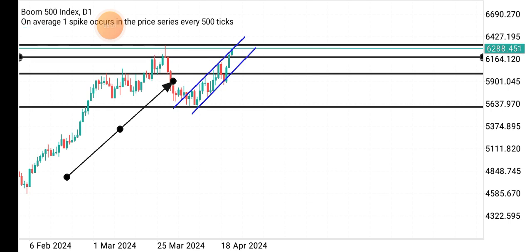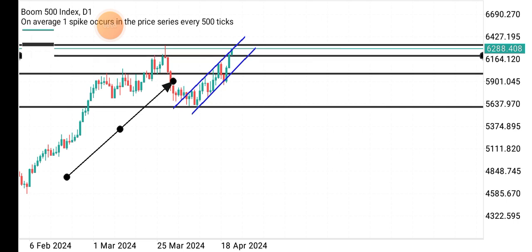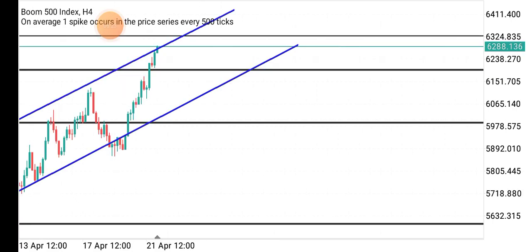That's a very important line too. Important zone to be considered on the daily time frame. All right, so I have to go down to another lower time frame. Let's go to the 4 hourly time frame. There's the 4 hourly time frame.